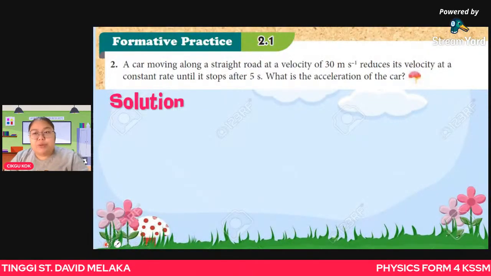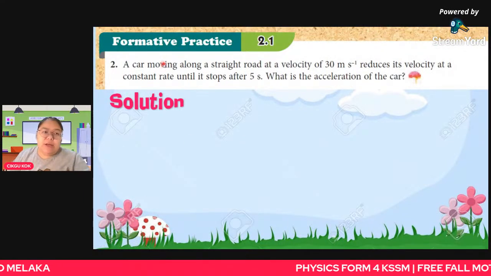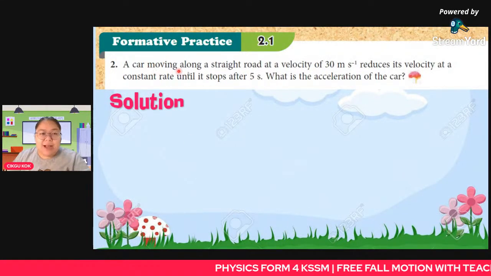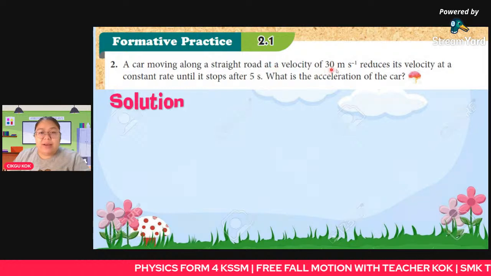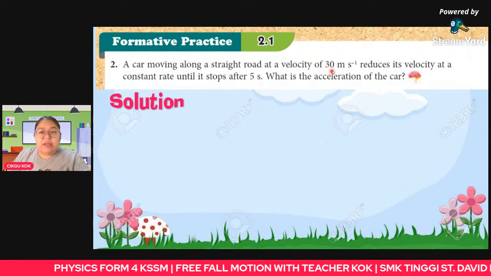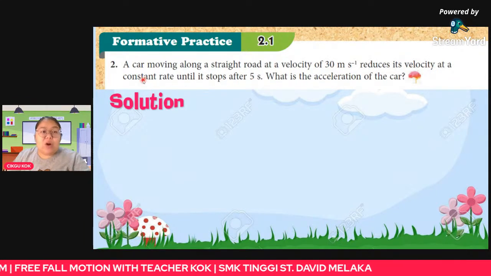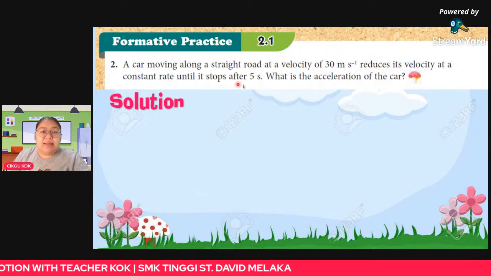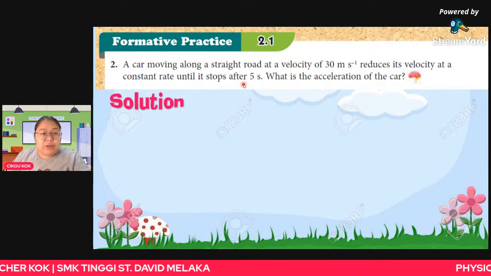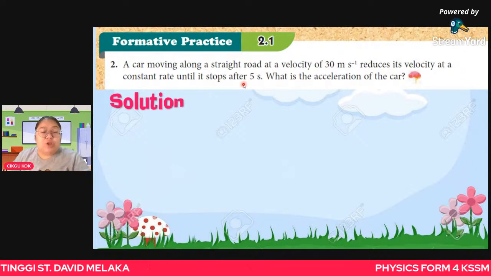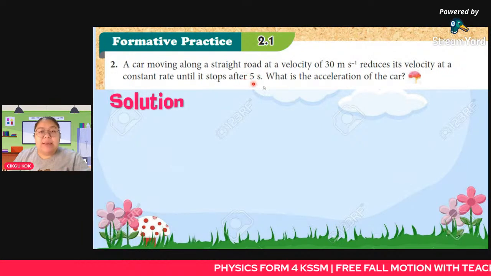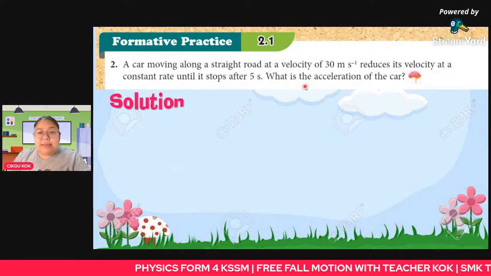The next part is the calculation. We see the question. A car moving along a straight road at velocity 30. This one is the initial velocity. It reduces the velocity at a constant rate until stop. The keyword is stop, so the final velocity is 0. After 5 seconds. Now the question wants us to find the acceleration.